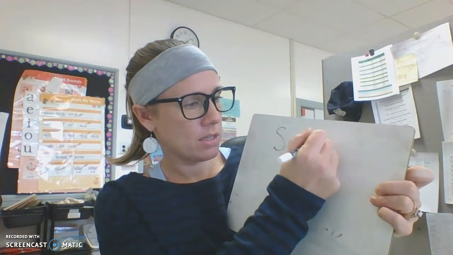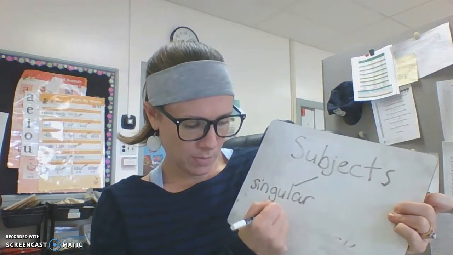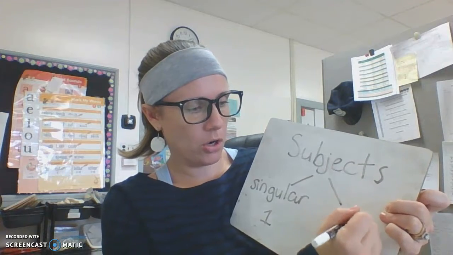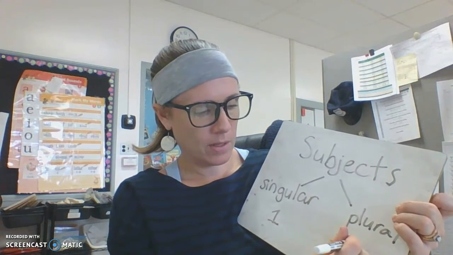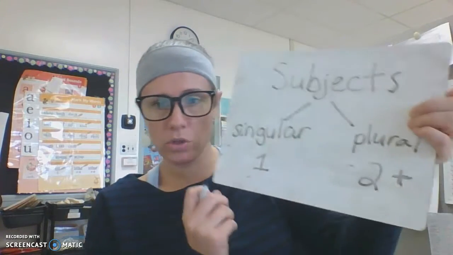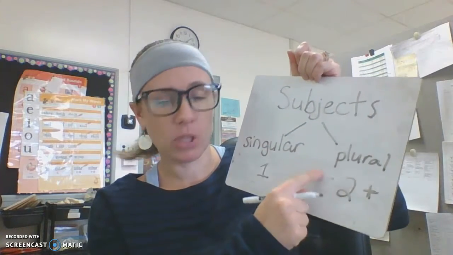So I want to practice this a little bit. I'm going to say a word, and I want you to tell me if the word I say is singular or plural. Let me write those words out for you. We're talking about subjects, and some subjects are singular, which means one, and some are plural, which means more than one. So I'll write two or more. Okay, everyone say singular, say plural.